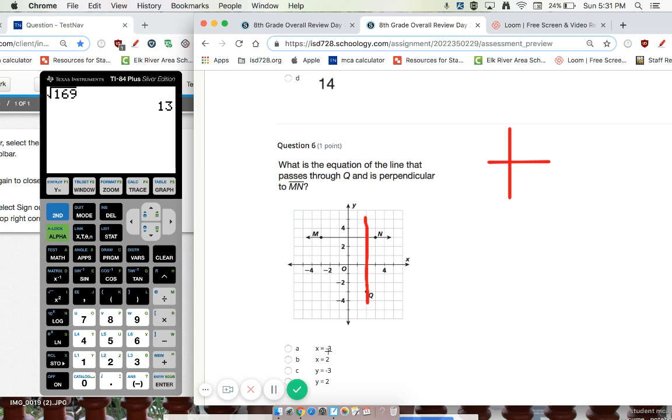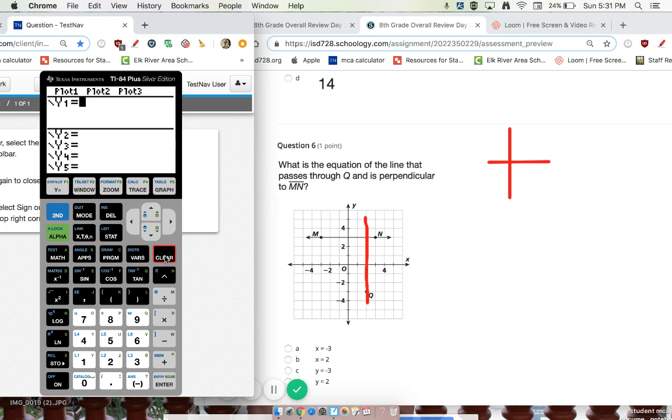You can't graph x equals. You just can't. You have to have a vertical line here, and when you graph on your calculator, it always is y or f of x. So I can't graph these two. So I'm going to graph y equals negative 3 and see if that is in that vertical position. Graph it. And y equals negative 3 would be a straight line down here. So that is not perpendicular. I'm going to try y equals 2. So y equals 2. I'm going to graph it.